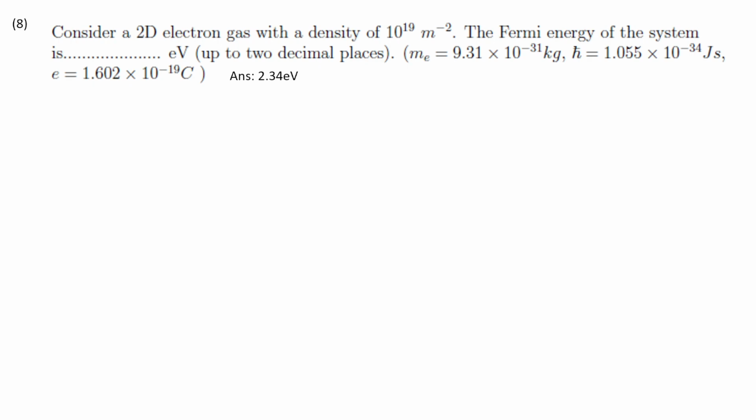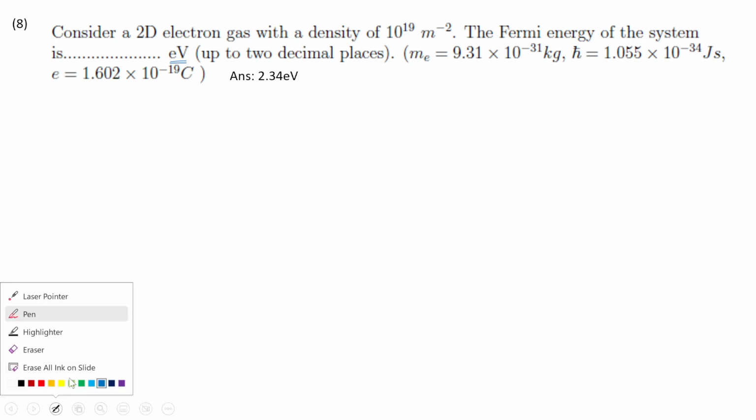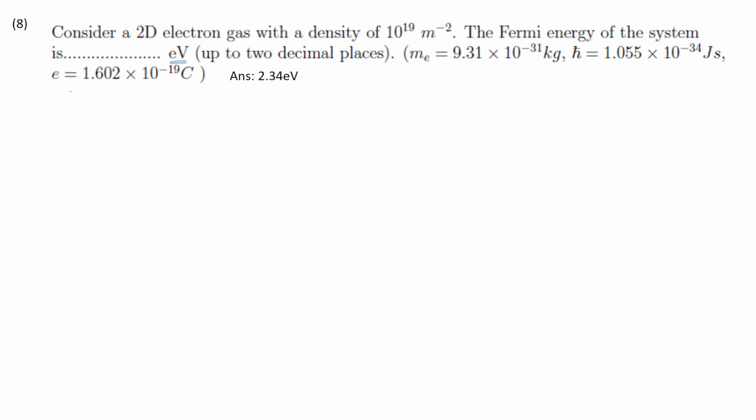A few questions before, we saw how to get the density of states for a 2D electron gas. So what this question is asking is, what is the Fermi energy of the system in electron volt? So we have to find the Fermi energy of the system. Let us do that. We'll use a similar procedure. Let us first find the number of states, and then we'll get the number of electrons.